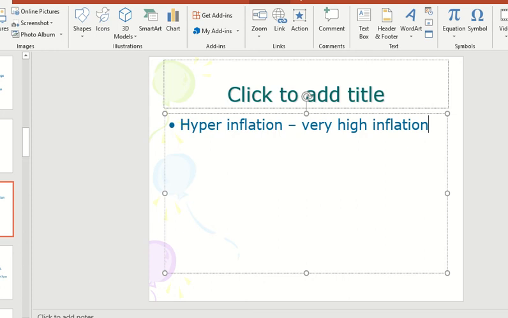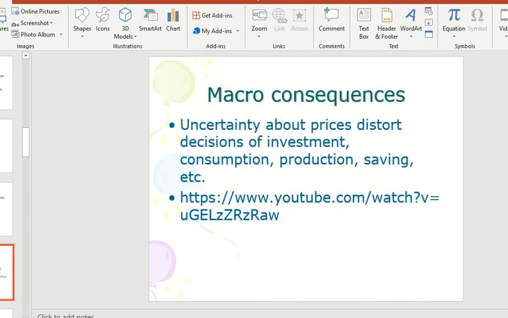To make it worse, when we have high inflation, it tends to have a life on its own. It gets out of control very easily. And when we have high inflation, it's usually unpredictable too. So those two things together are likely to cause very damaging consequences for a macro economy. They are likely to create a lot of uncertainty, and this uncertainty is likely to distort a lot of decisions, including investment, consumption, production, and saving.